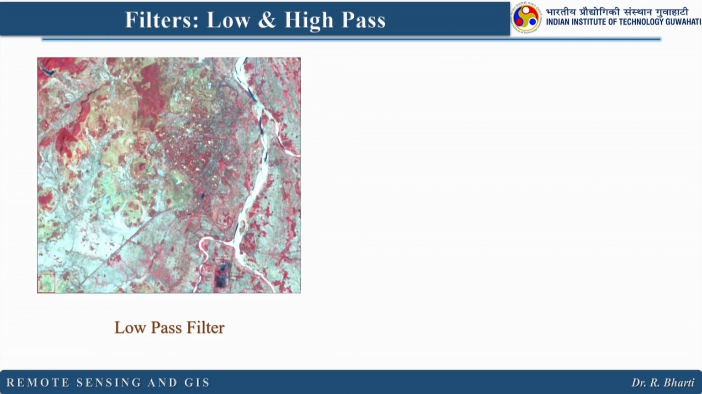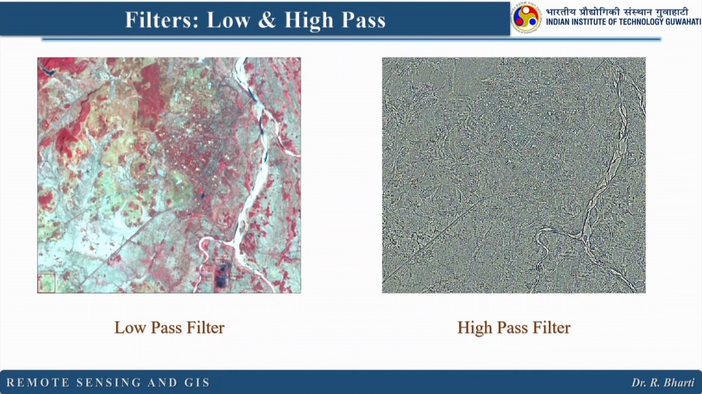So this is the result from the low pass filter, and this is the result from the high pass filter. As we discussed in the previous slide, the high pass filter will preserve the edges. So when you require the edges of your study area, you are supposed to use this high pass filter, where all these edges are preserved and enhanced and all other information is suppressed. But here what is happening? Your image is getting blurred, because of the effect of smoothing.